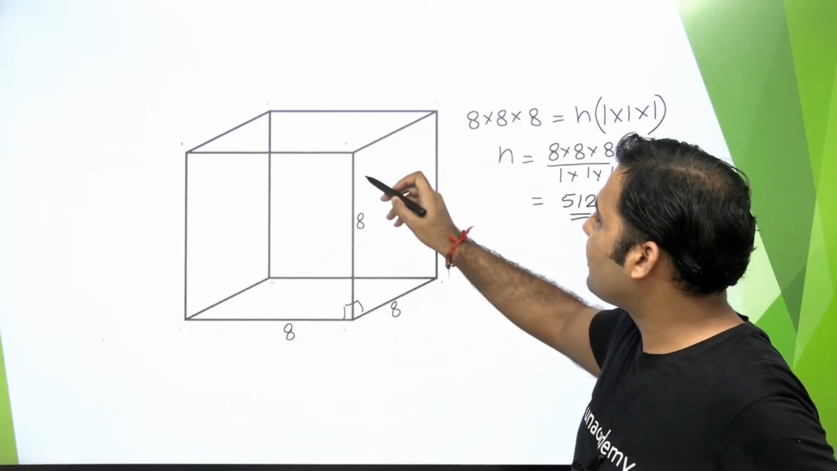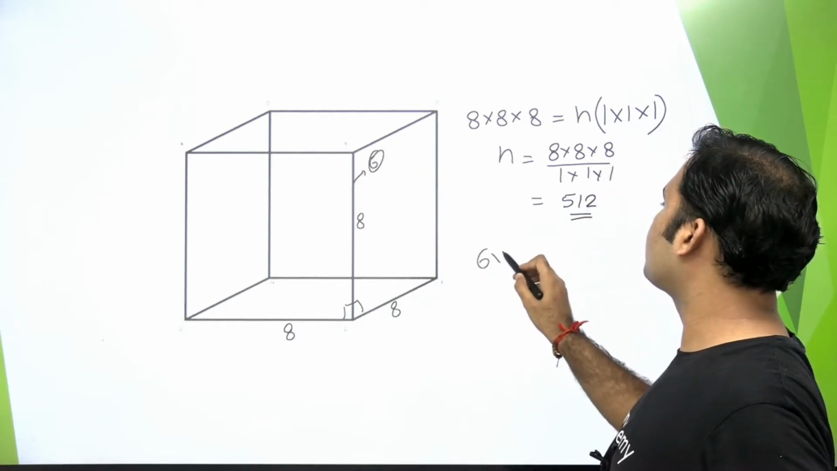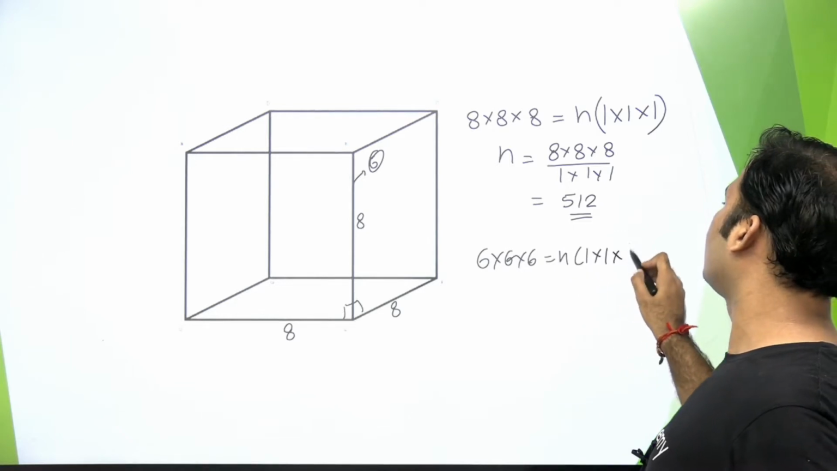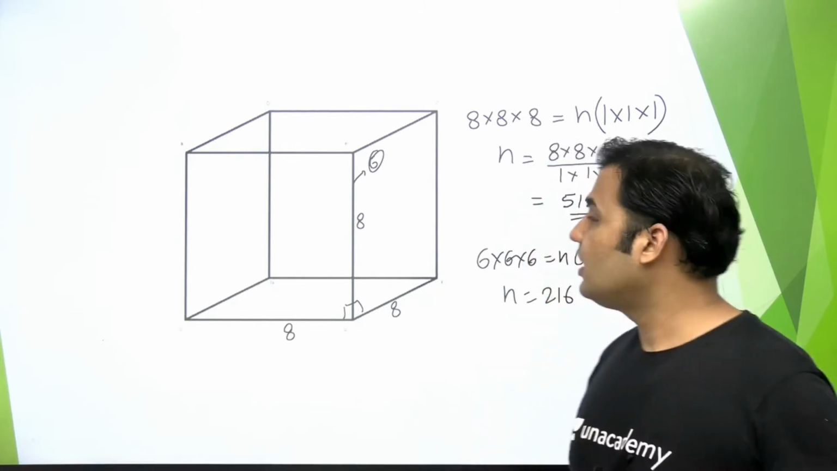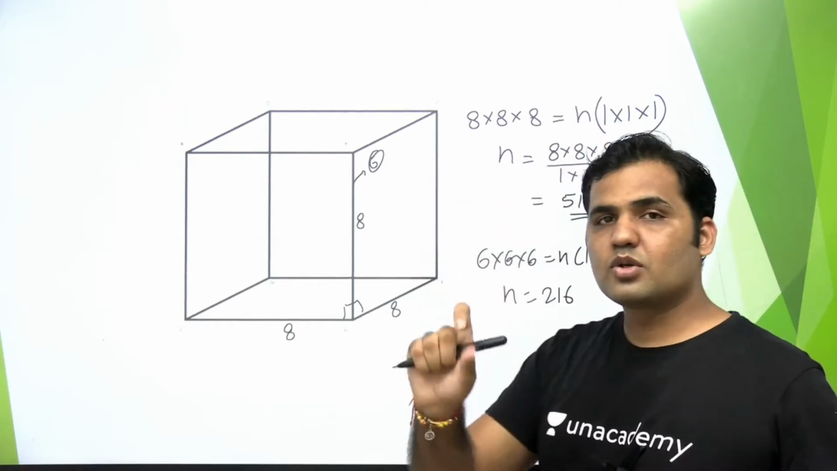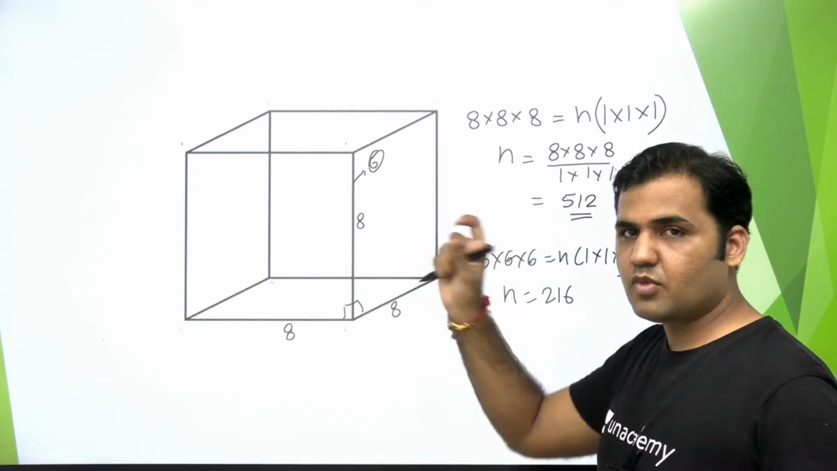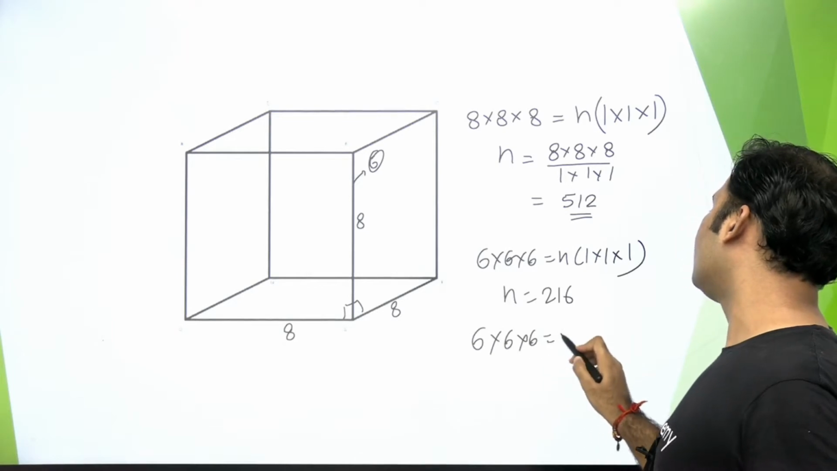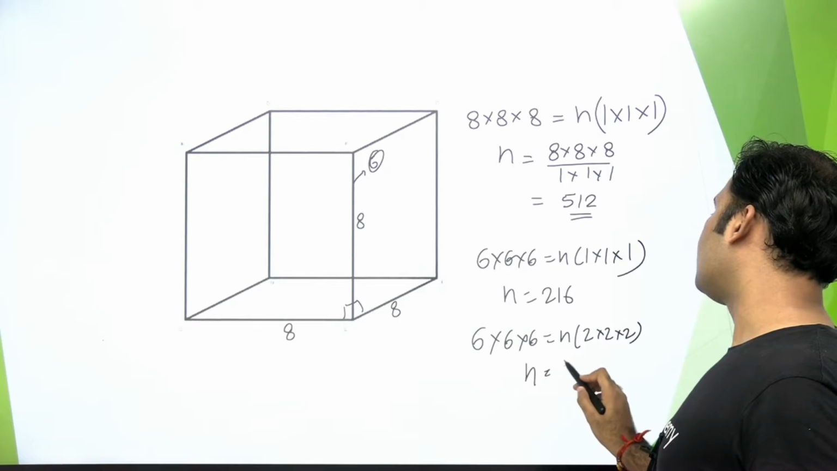If the question had said the length of this cube is 6 centimeter, then the total number of cubes would be 6 into 6 into 6 is equal to n into 1 into 1 into 1. Then the answer would have been 216. If the question had been that instead of 1 centimeter you are cutting 2-2 centimeter cubes, where the length, width and height of the smaller cube is 2 centimeter, then 6 into 6 into 6 is equal to n into 2 into 2 into 2. In that case, the answer will be 27.